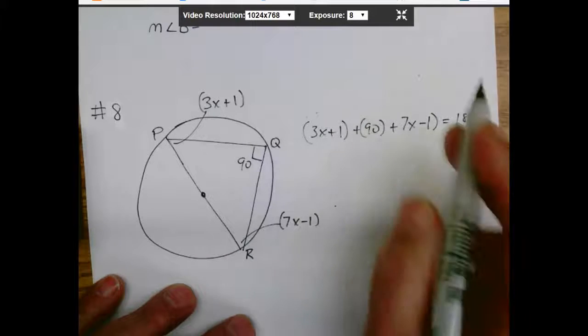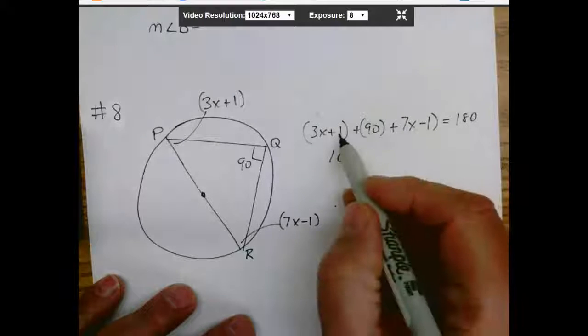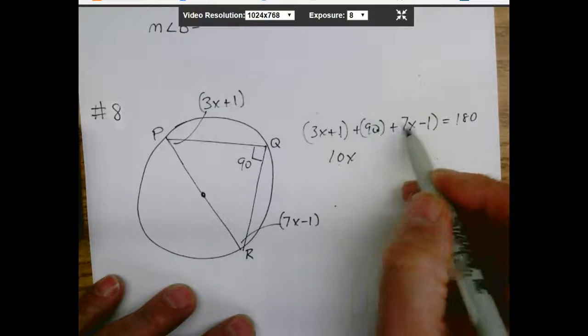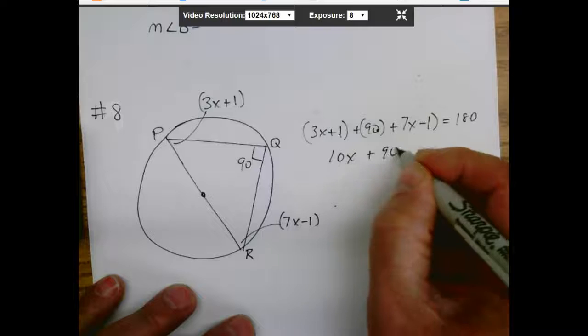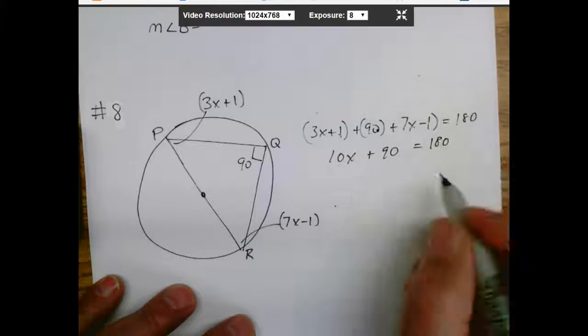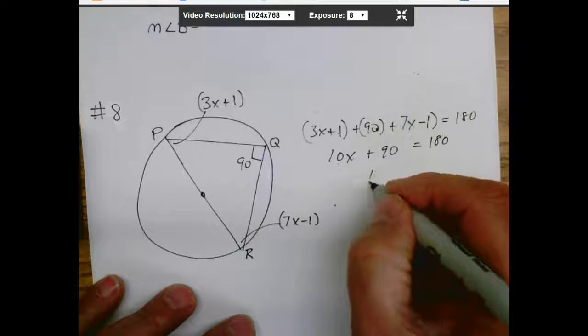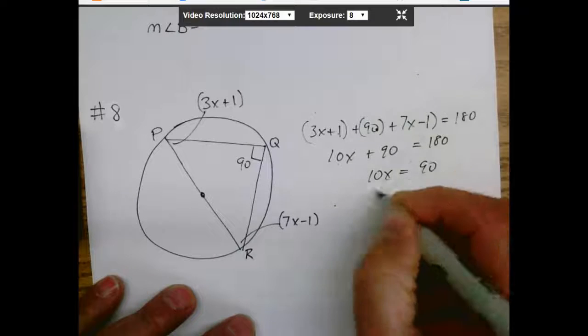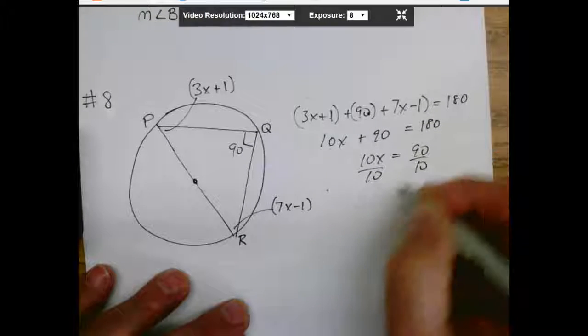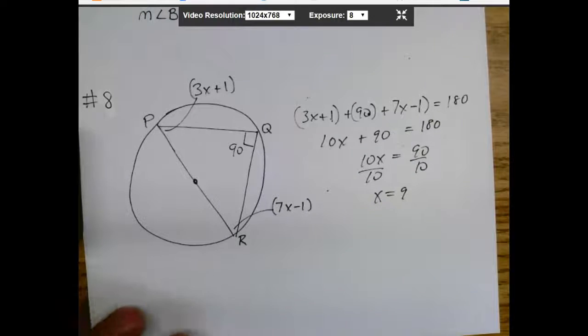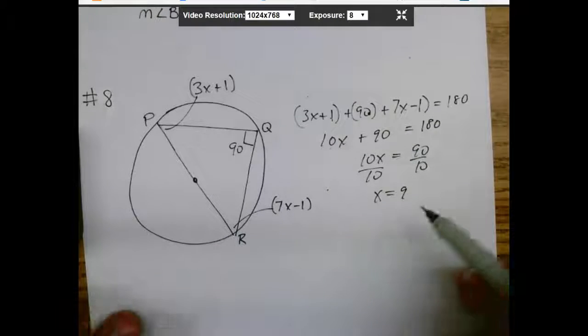3x and 7x gives me 10x. 1 plus 90 is 91. Minus 1, so plus 90 equals 180. Then we're going to minus 90. 10x equals 90. Divide by 10, and x is 9. Okay. So then we just plug it in.